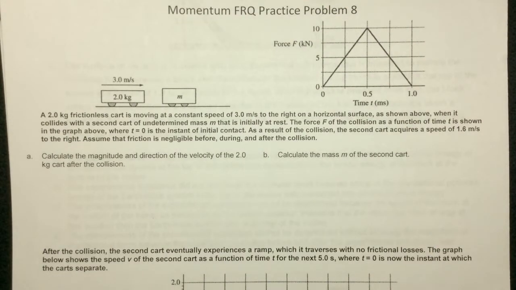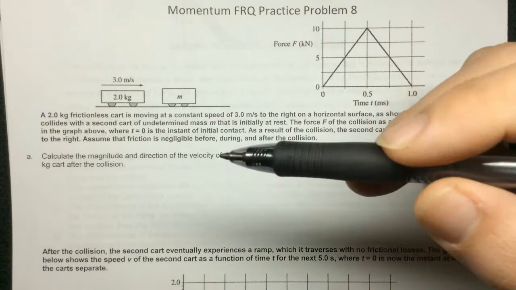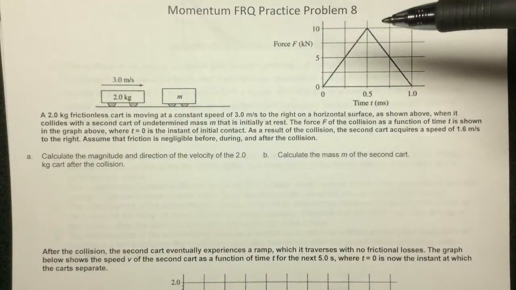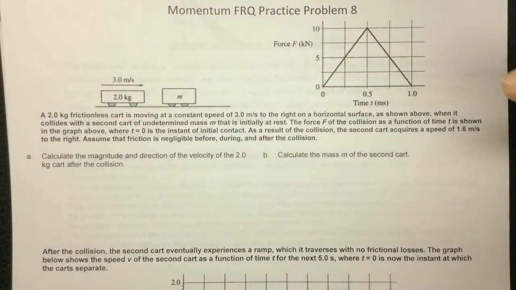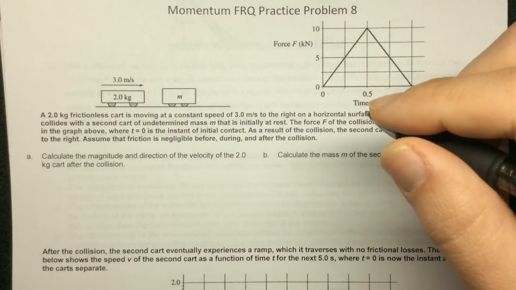Let's turn this music down a little bit. It says calculate the magnitude and direction of the velocity of the 2 kilogram cart after the collision. So this is a collision, and the title of the problem kind of already tells you what you might want to do. And so we're going to set up momentum.